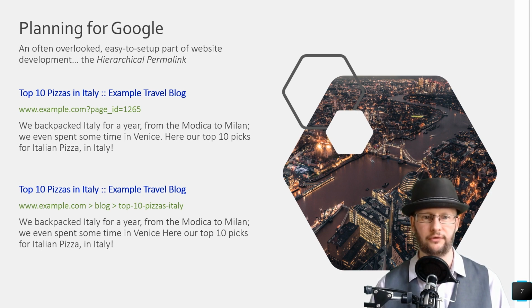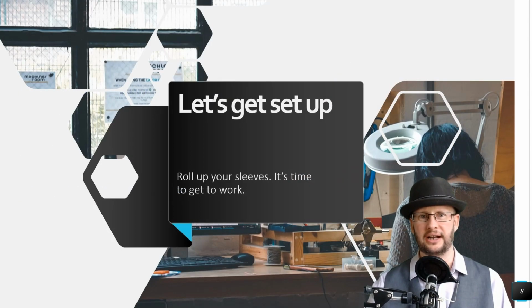So that will cover you for a top 10 list, and that will cover you for pizzas and Italian pizzas, as opposed to just a simple 1, 2, 6, 5. So again, super simple to set up, but a massive impact on the way your site appears and potentially can rank on Google. So let's get set up.